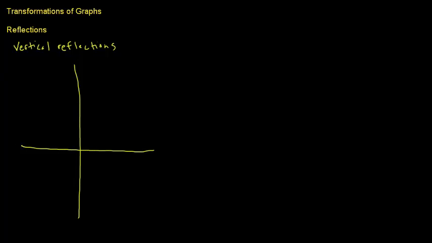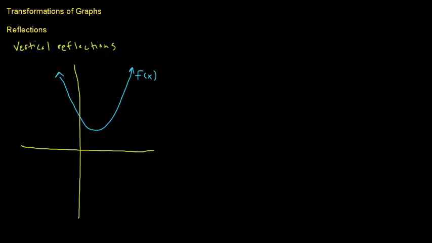This is our second video on transformations of graphs, and we're going to look at reflections. So let's start with vertical reflections. Alright, so let's draw a graph. And let's make it a parabola again, maybe not symmetric. How about the y-axis this time? X.